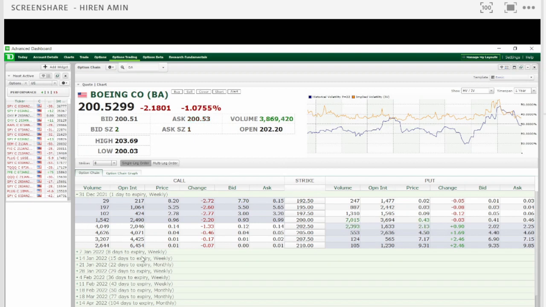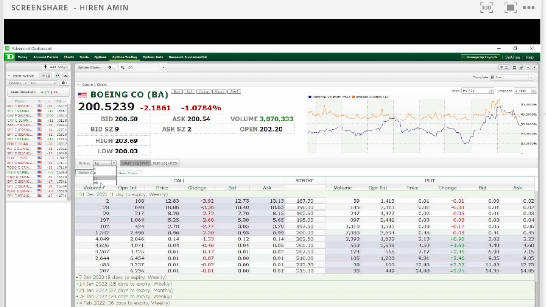Now, when you come down to the chains, there are a few different configurations you can make here. One, I'm going to start with the strike prices. You'll notice 8 strike prices displayed over here because it's set to 8. I can click on this drop-down and change it to 4. I can change it to 12, and then I can change it to all.